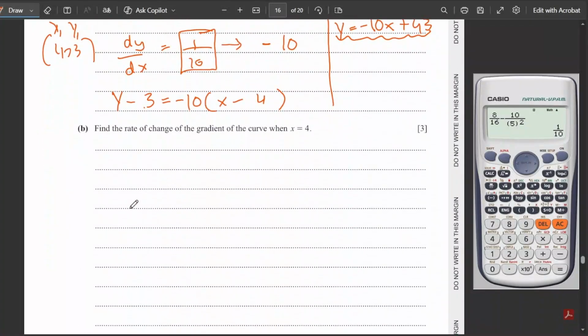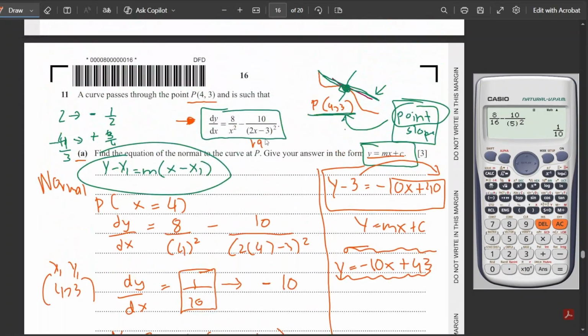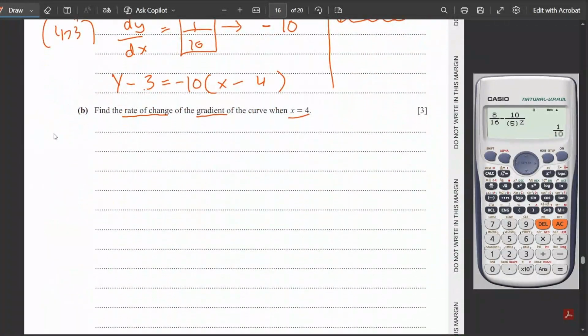Part B says, find the rate of change of the gradient of the curve when x is equal to 4. Now, this is a tricky question. So you want to find the rate of change of the gradient. Okay, this over here is the equation for the rate of change of the curve. What is the rate of change of the curve called? It has a special name. It's called the gradient. But then what is the rate of change of the gradient? So if you have y and you apply the rate of change on it, it becomes dy by dx.